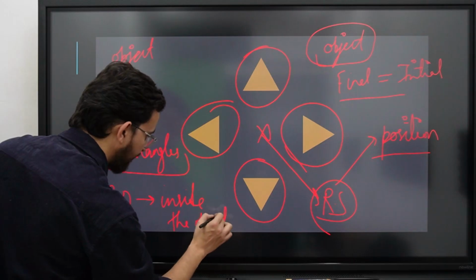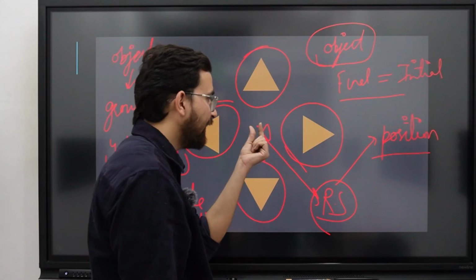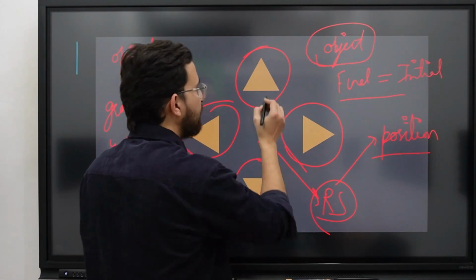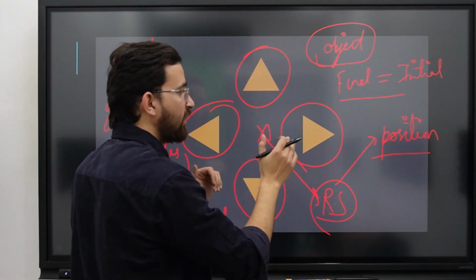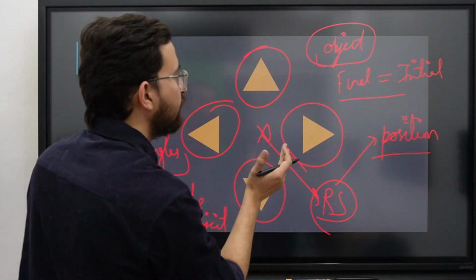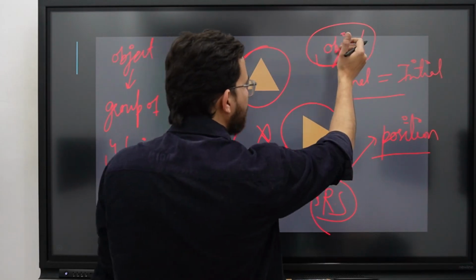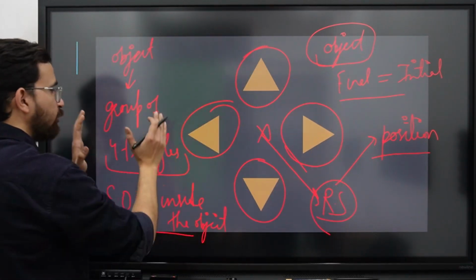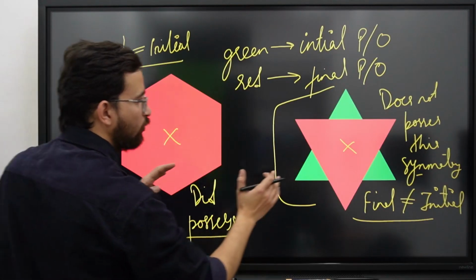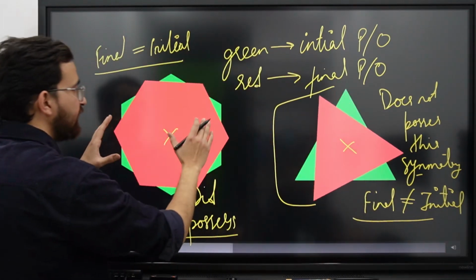So whenever you look at any image, if you're talking about any symmetry operation, the symmetry operation should be inside the object. If you look at this image, the rotation symmetry is not inside any of the triangles, but is exactly at the center of this group of 4 triangles. So what becomes the object in this animation? The object becomes the group of 4 triangles. What was the object in this diagram? The object was a single triangle, a single hexagon.